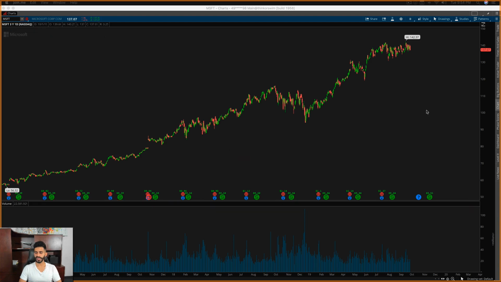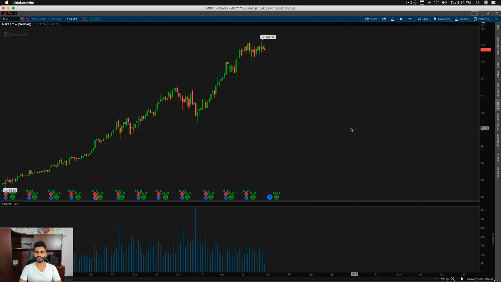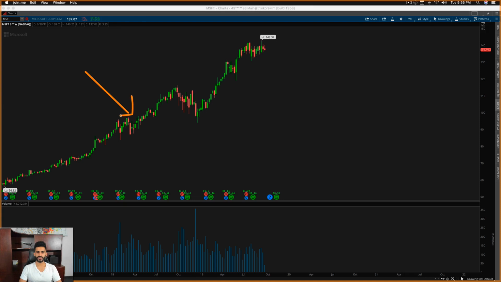Right now, let me just navigate through the time frame. Let's say I go to a 3-year weekly time frame. You can see this represents information for 3 years, and each candle, which is right here, represents information for 1 week.